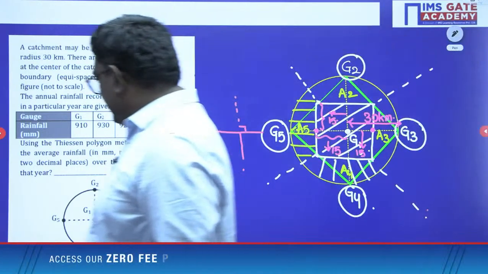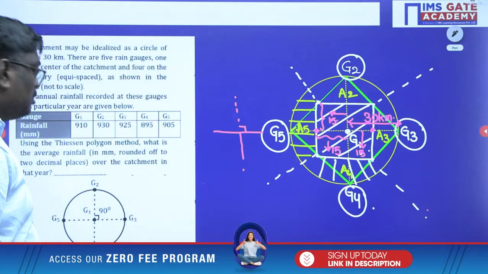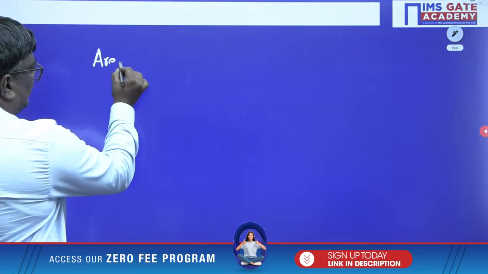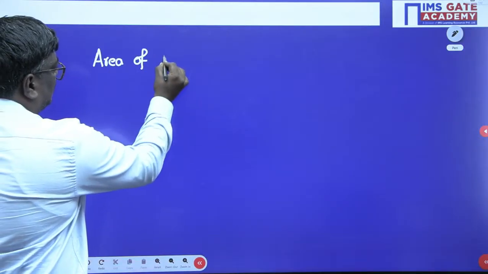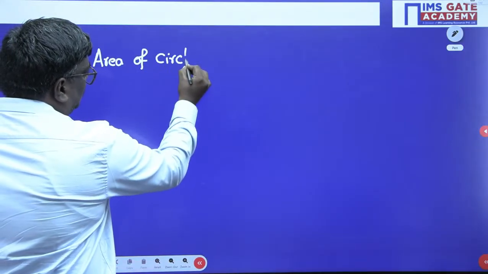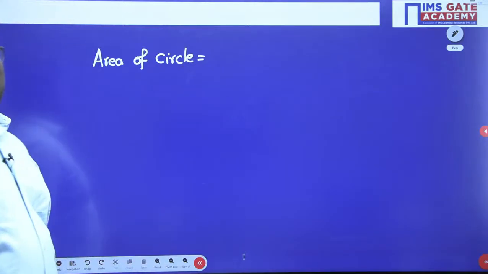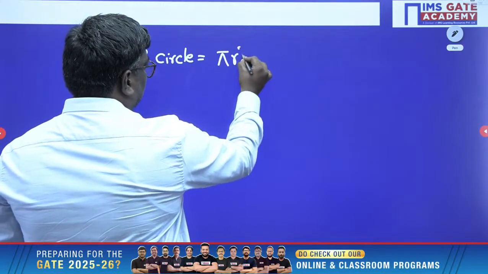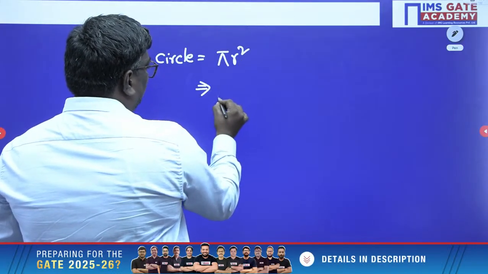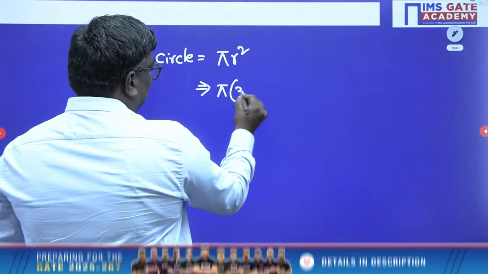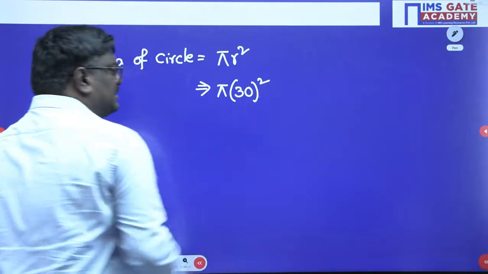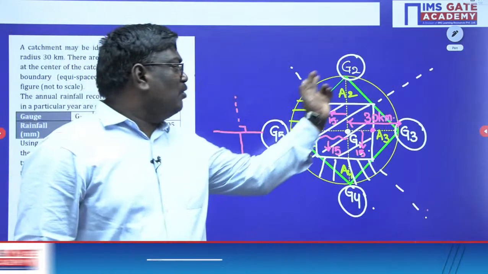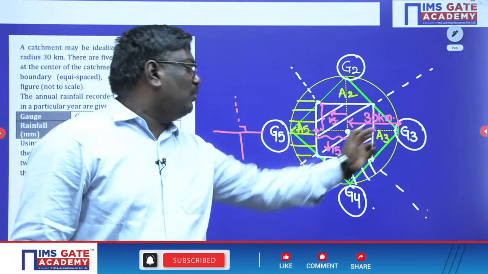if I move on to the next slide, okay. What will be the total area of the circle, sir? Total area of the circle. What is the area of a circle, sir? Pi r square. The area of the circle is nothing but pi r square. This will be equal to pi into 30 square, because the radius is equal to how much, sir? 30. Now, my dear students, we have to find out A2, A3, A4, A5.